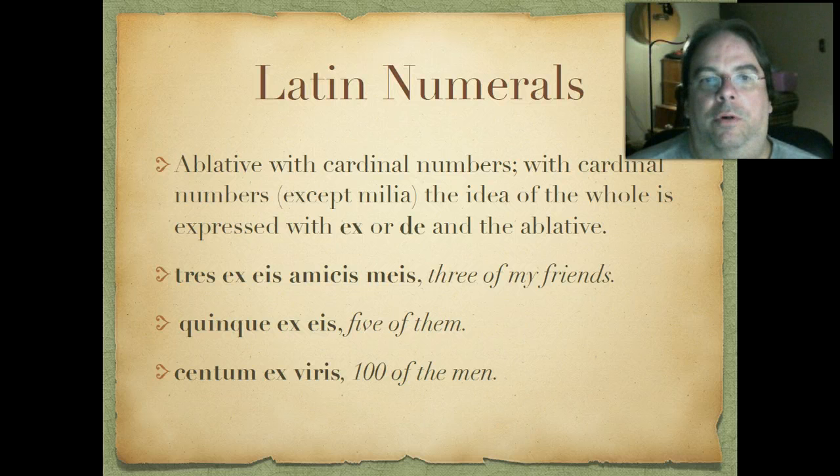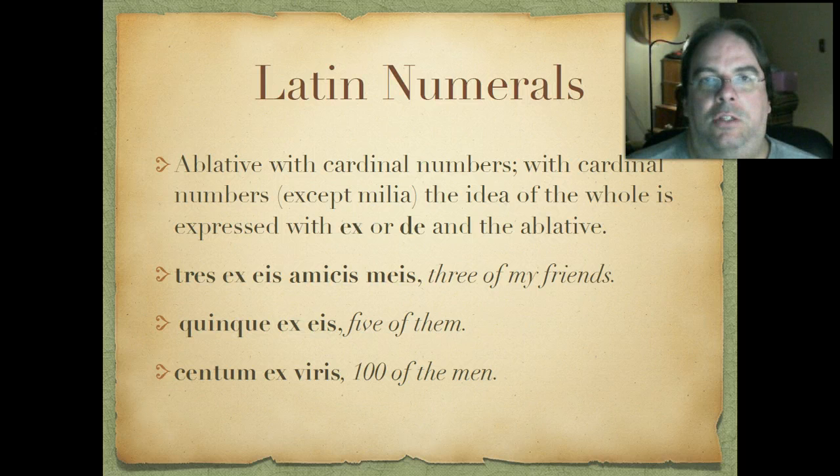Ablatives of cardinal numbers. So with cardinal numbers, except for milia, the idea of the whole is expressed with ex, or de, plus the ablative. So it looks weird, but you get kind of used to it. Tres ex amicis meis. That all put together just means three of my friends. So literally, it's three out of my friends. But in Latin, this really meant something like three of my friends.